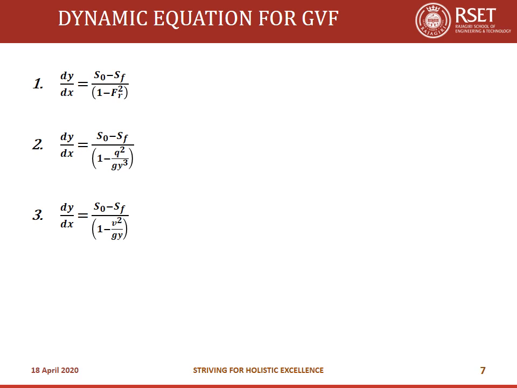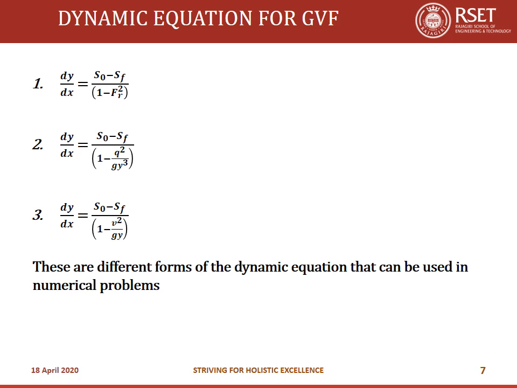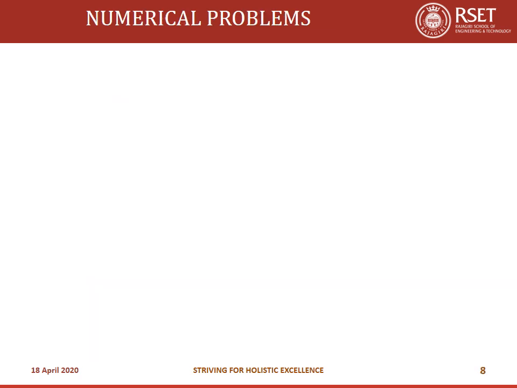Why I've done this is because all these three forms can be used when we are solving numerical problems. Depending on the data that is given to us, we can use form number 1, number 2, or number 3. There are 3 different forms of the dynamic equation of GVF, all exactly the same equation. However, I've substituted in different ways because each numerical problem will give you different data, and so you need to know which equation can be easily used to get an answer. You can use any equation to get the answer, but certain equations can easily give you the answers on substituting. And so you need to know all 3 forms. Let's move ahead to numerical problems.